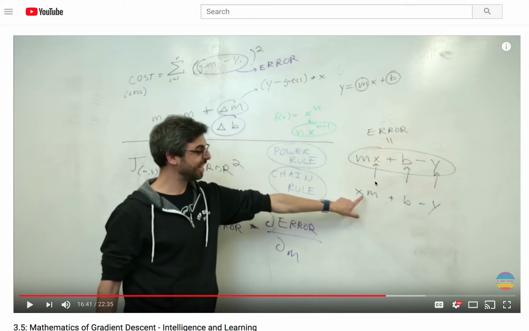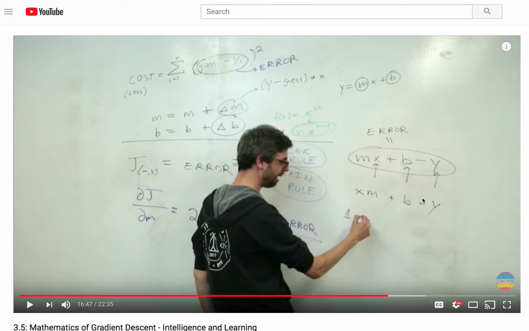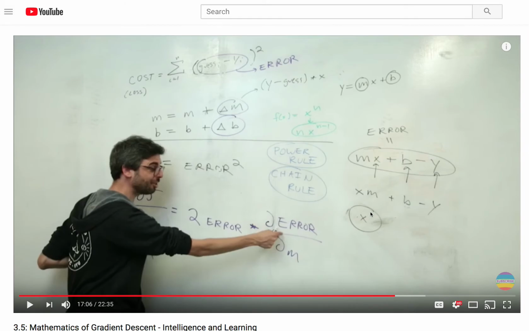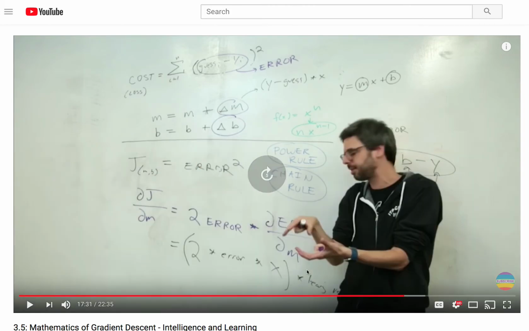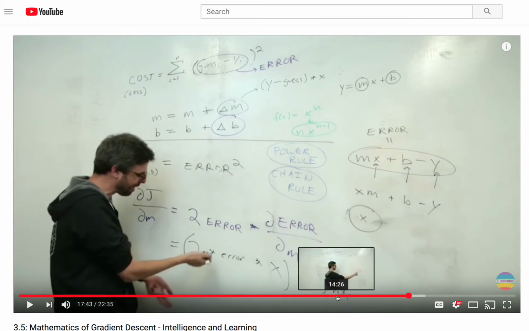And so what we're going to do is take the derivative of each of these components here. So we've got x times m, that turns to x. b is a constant, that turns to 0. And then negative y is a variable, but since we're taking the partial derivative with respect to m, we treat it as a constant, and it also turns into 0. Okay, so the result is we get 1x. And so that's what we're going to replace this by: 2 times error times x. And then he talks about the learning rate.